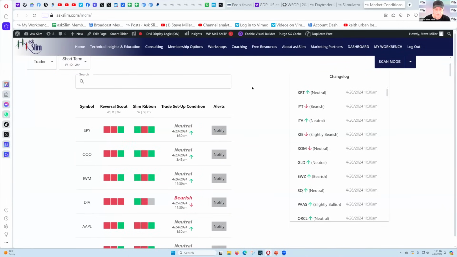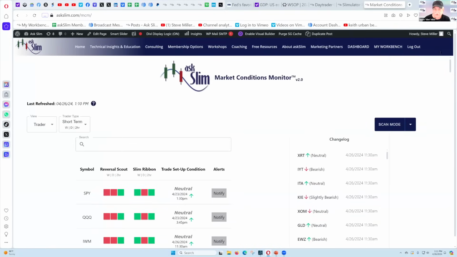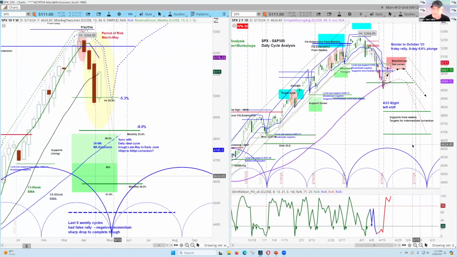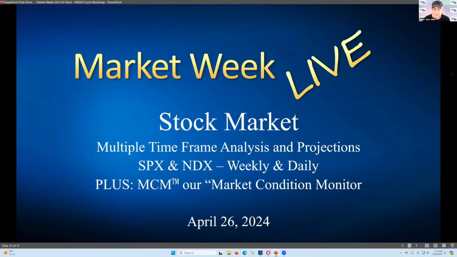So there's your indexes right there. That is a look at our amazing market condition monitor, a level 3 and 4 application that is just so important to have as you do your work. There's that S&P 500 again. Again, we're looking for maybe just a little bit more rally in here, maybe for a week, maybe a little bit more than that, and then getting into this period of a potential sharp decline. That is my presentation on the stock market. I hope that you found it illuminating.